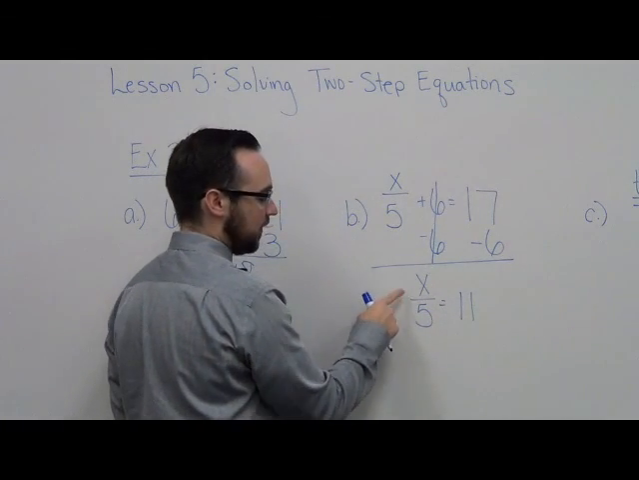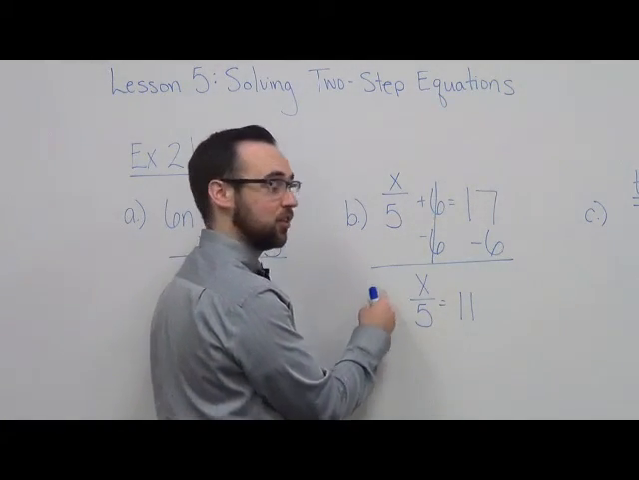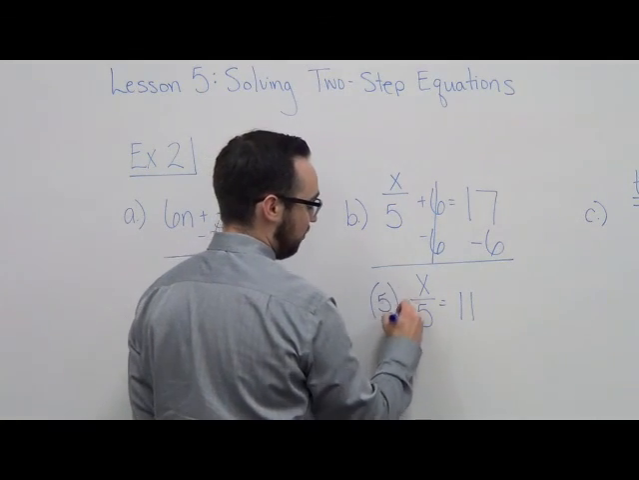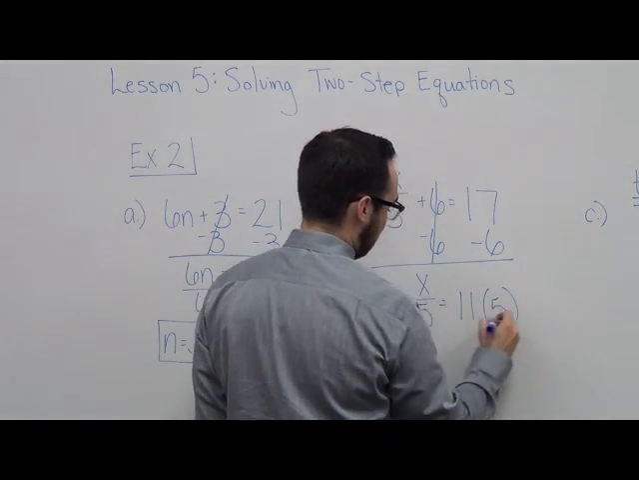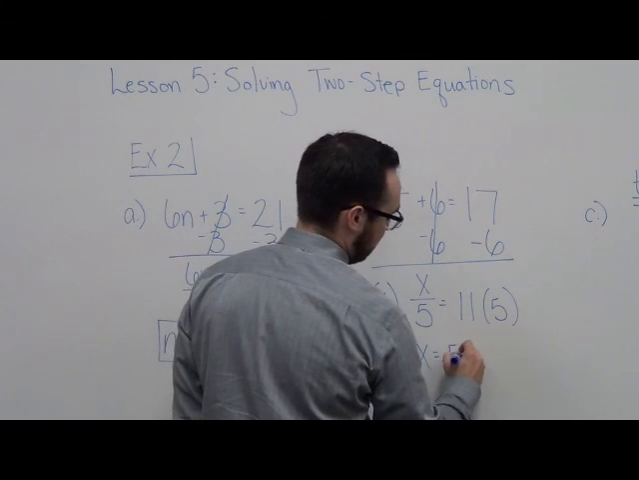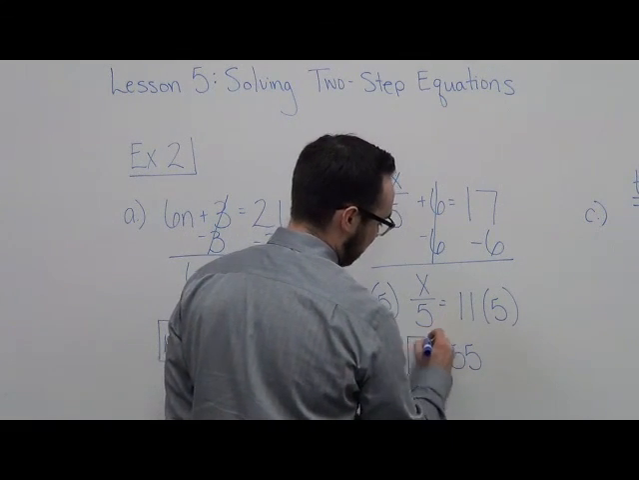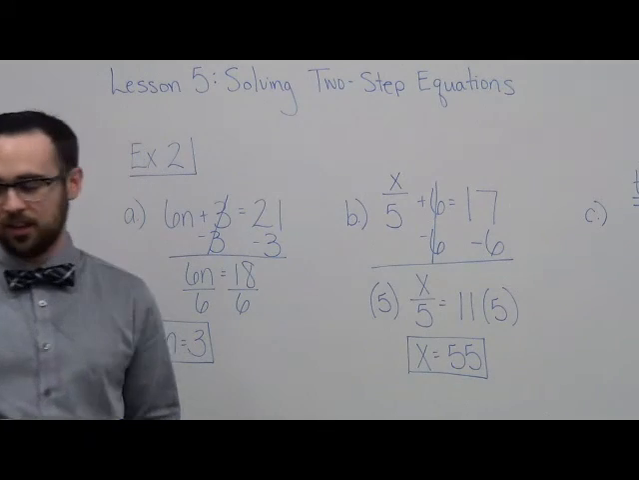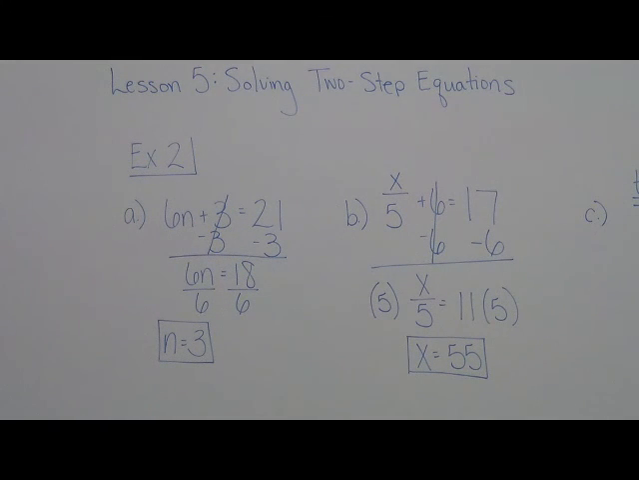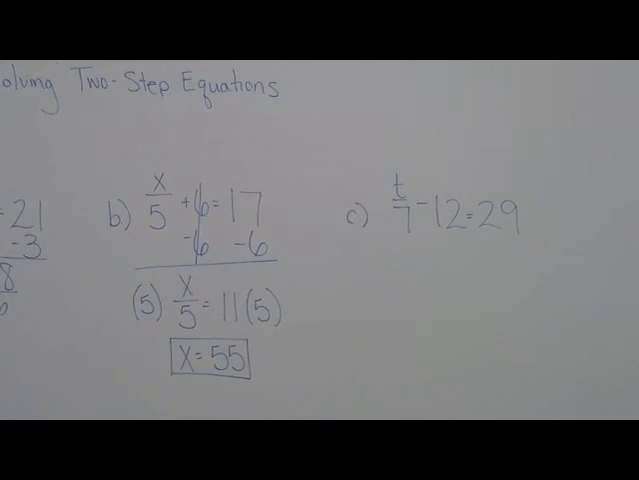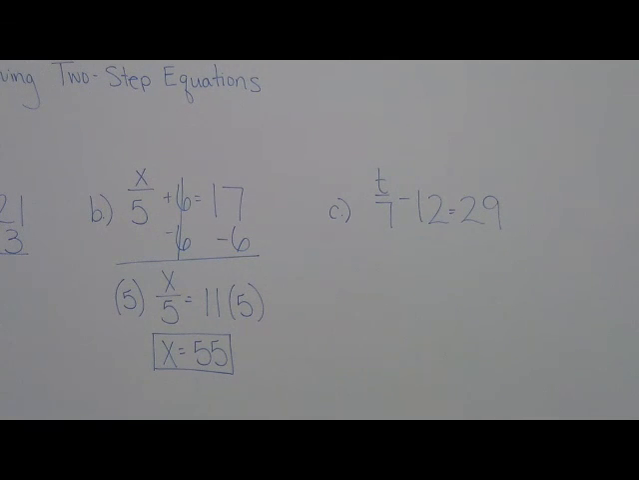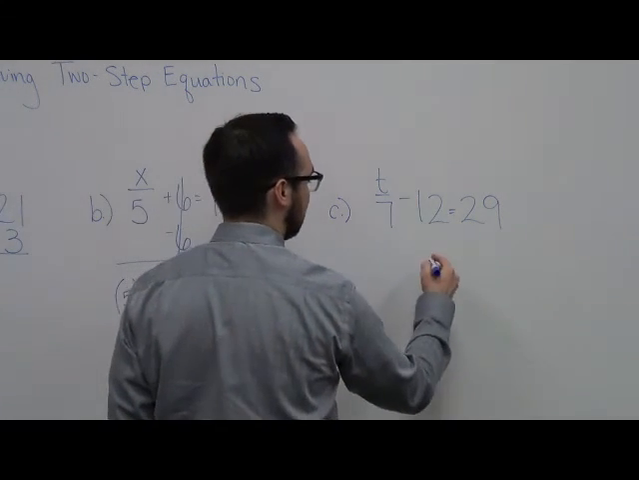Now, the fraction is division, so the opposite of that would be to multiply both sides by 5. Then we're left with x is equal to 55. That's the only difference there, that we're multiplying this time instead of dividing. And then one more. This one will be the same idea, except this time we're going to be adding.